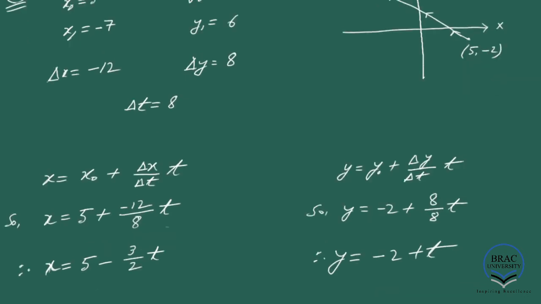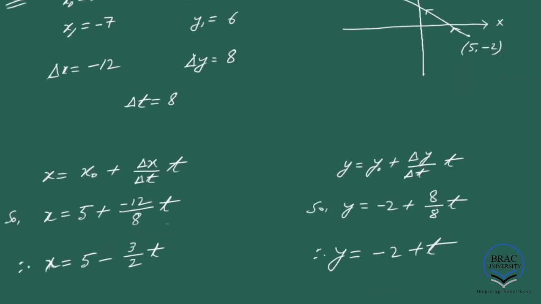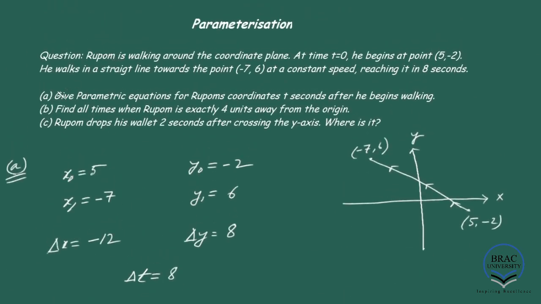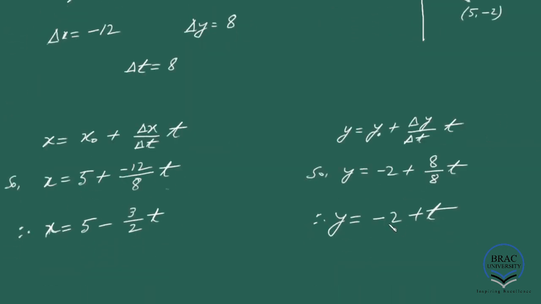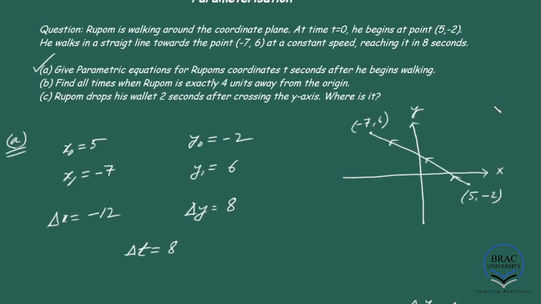So we have constructed the x and y coordinates for Rupam, which means we are done with the first part of the problem. We have given the parametric equations, x and y coordinates, t seconds after he begins walking. These are all expressed in terms of t. So after t seconds, you can find Rupam's location anywhere in between. You just have to replace the value t with something.